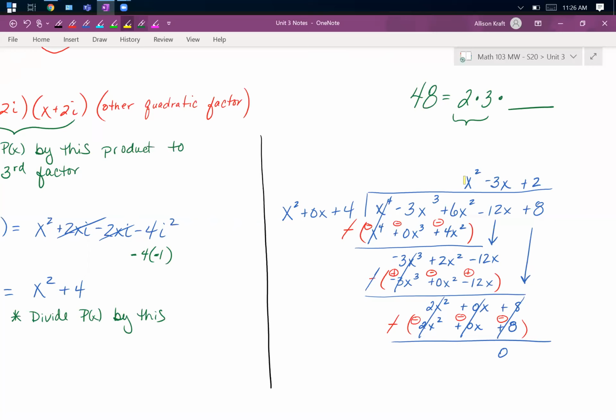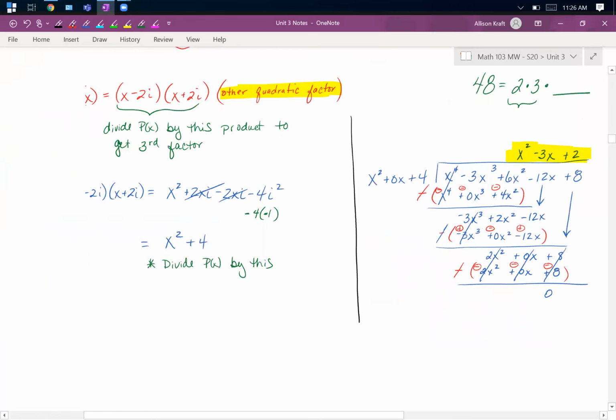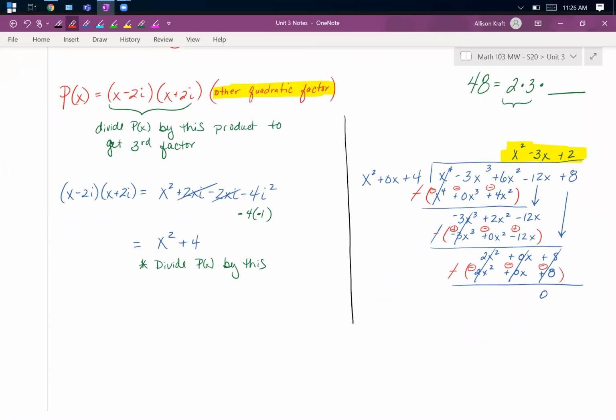So this right here, x squared minus 3x plus 2, is our third quadratic factor. So I'm going to plug that in there. P of x is equal to x minus 2i, x plus 2i, and then x squared minus 3x plus 2.